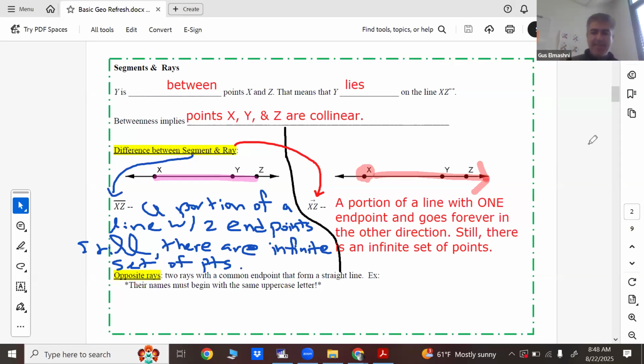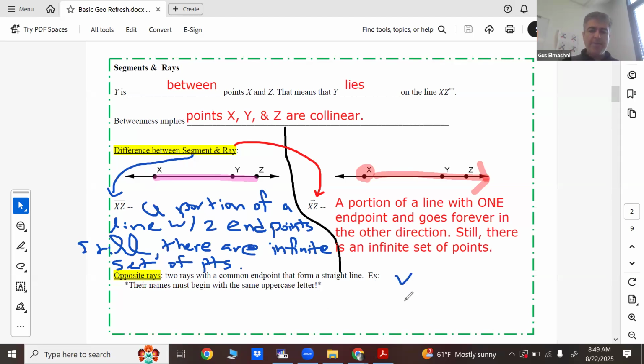Now opposite rays, let's have Anthony, right? Yeah. So can you read the part about opposite rays? Yeah, keep going. Good, excellent. Thanks so much. Yeah, so a common endpoint that forms a straight line. So you could say this.